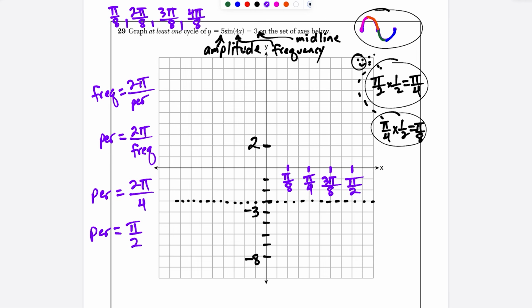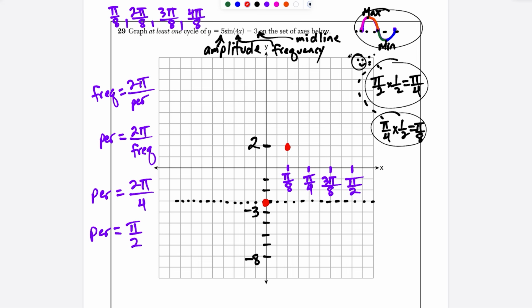And then if you're graphing a sine curve and there's a positive coefficient in front, the sine curve starts off on the midline. So it goes midline, and then it goes up to the max here. And then it goes back to the midline, and then it goes down to the min, and then it goes back to the midline. So when I sketch this out, I'm going to start off here on the midline like this. And then at pi over 8, I'm going to go up to the max.